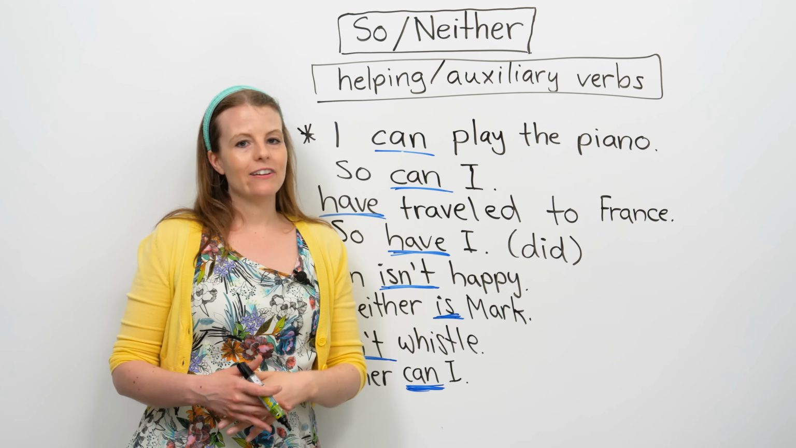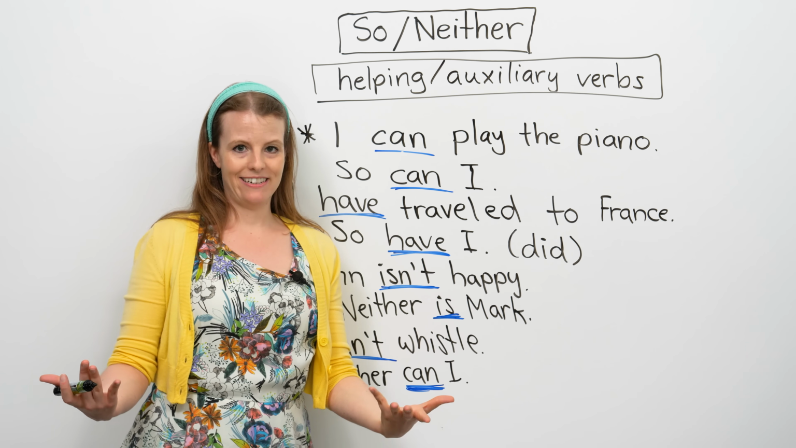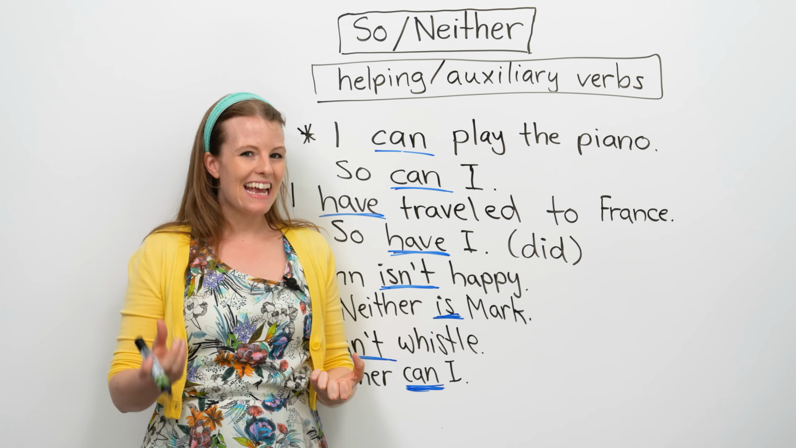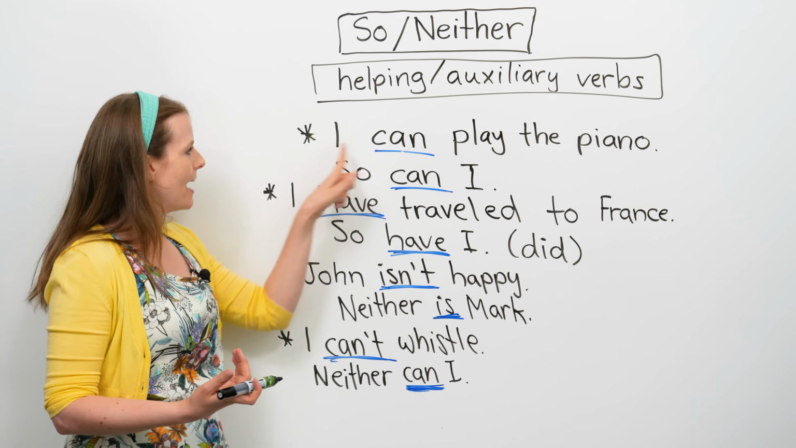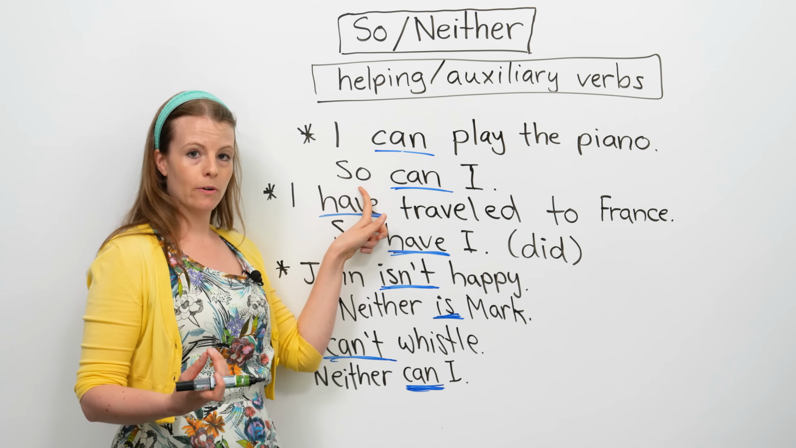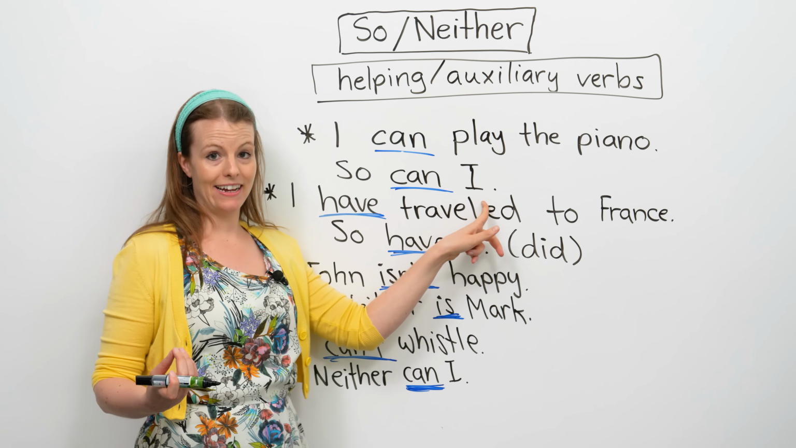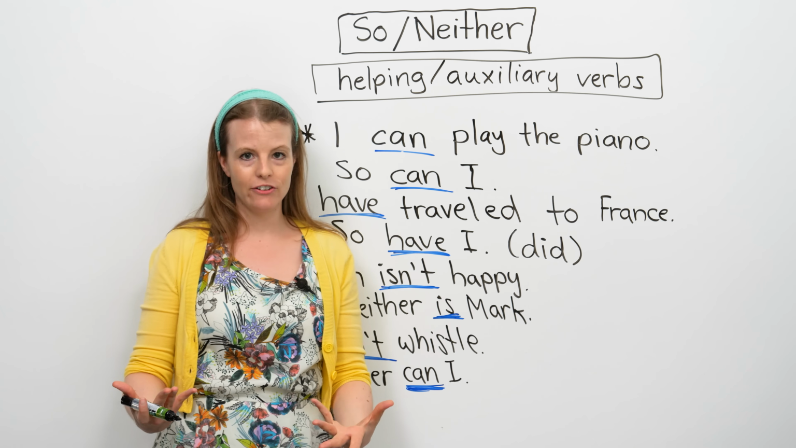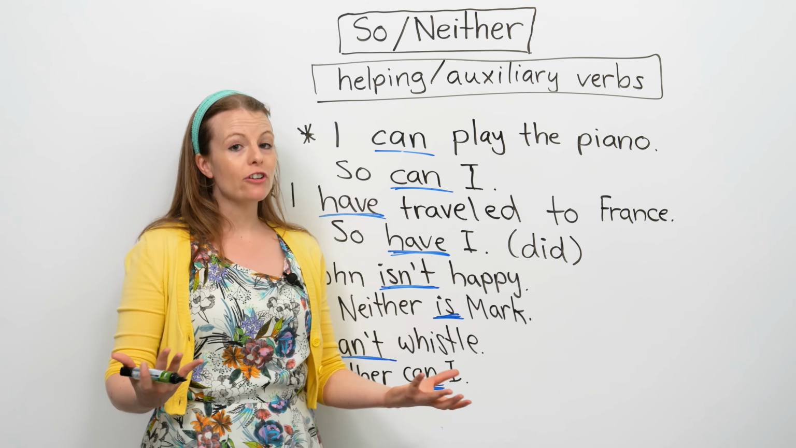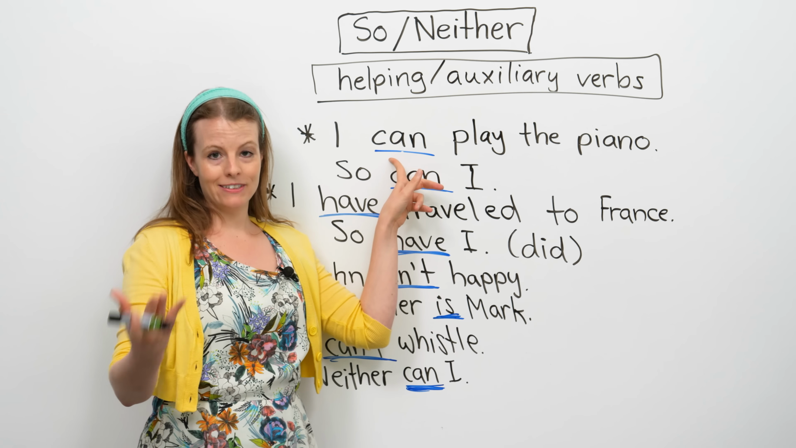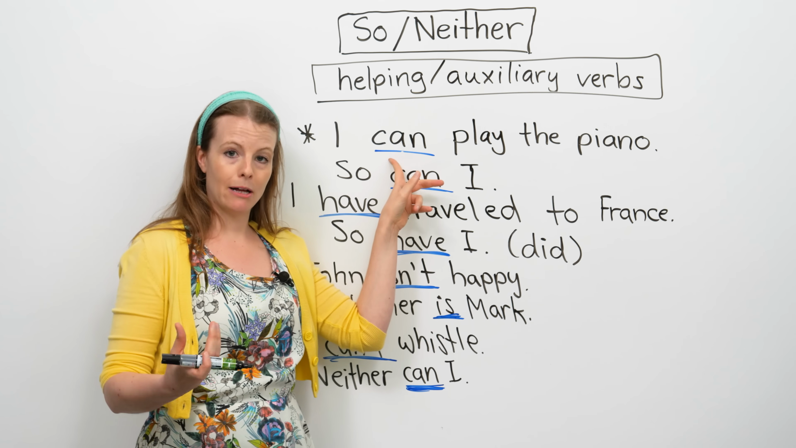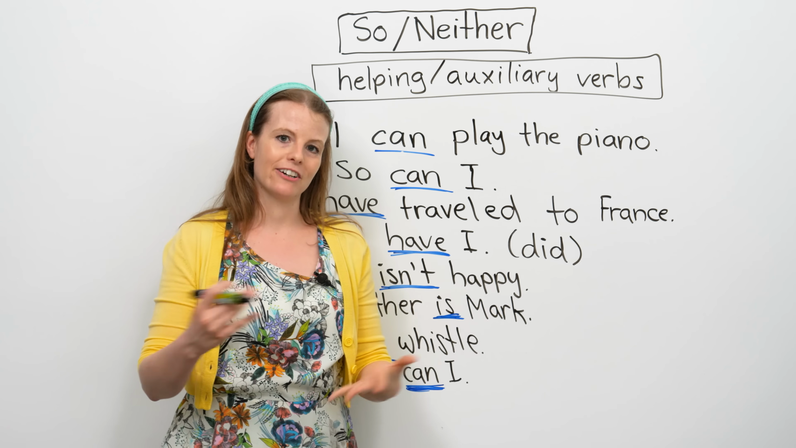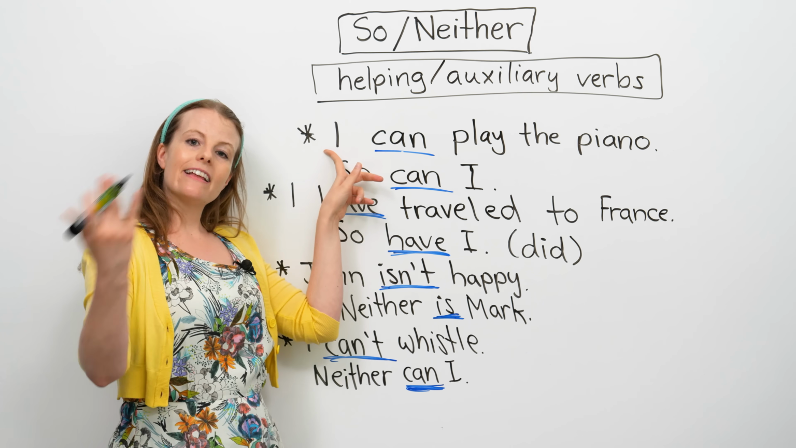So if I want to show agreement, I also play the piano, then I need to use the same helping verb. I can play the piano, so can I. So you don't need to use the verb play, okay? You just need to use the helping verb. Usually we use do, but if somebody uses a helping verb, you use the same helping verb. So that might sound confusing, but if you look at some examples, it will become clearer in a moment.